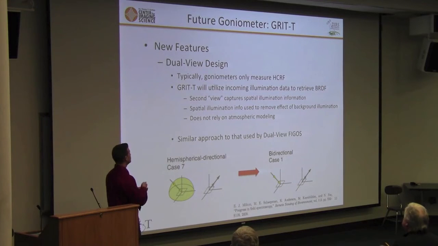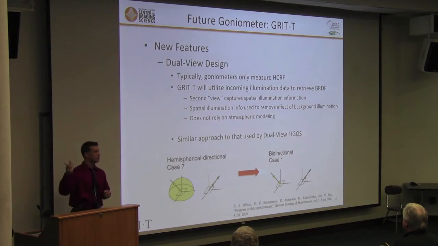I say a close approximation because goniometers typically measure HCRF, which is hemispherical illumination, and a conical reflection back to some finite element detector size.